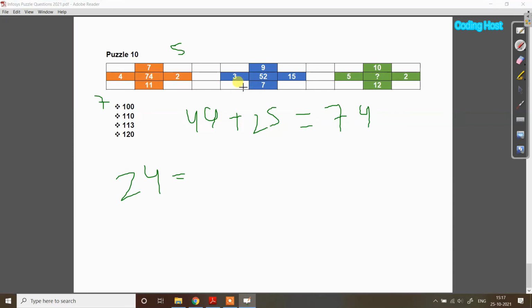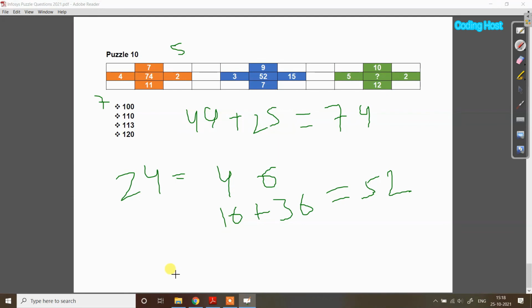Now here we will try to use this logic. 7 minus 3 is 4. After that 15 minus 9 is 6. Now we will take the square of these numbers. So square of 4 is 16 plus square of 6 is 36. So 36 plus 16 is equal to 52. So this is the right logic here. Now we can easily apply this logic here.